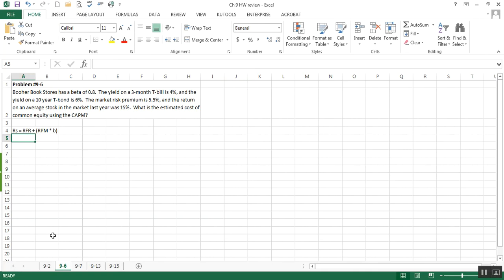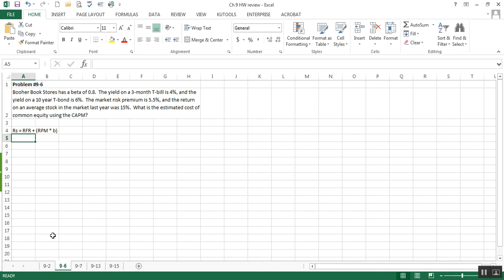9-6 is a bookstore that has a beta of 0.8. The yield on a 3-month T-bill is 4%, and the yield on a 10-year T-bond is 6%. The market risk premium is 5.5%, and the return on average stock in the market last year was 15%. What is the estimated cost of common equity using the CAPM model?